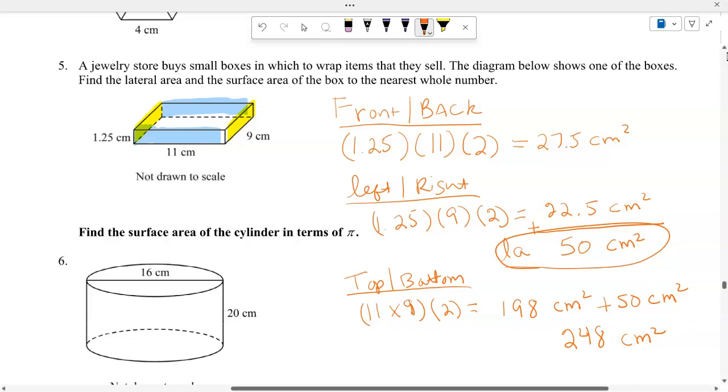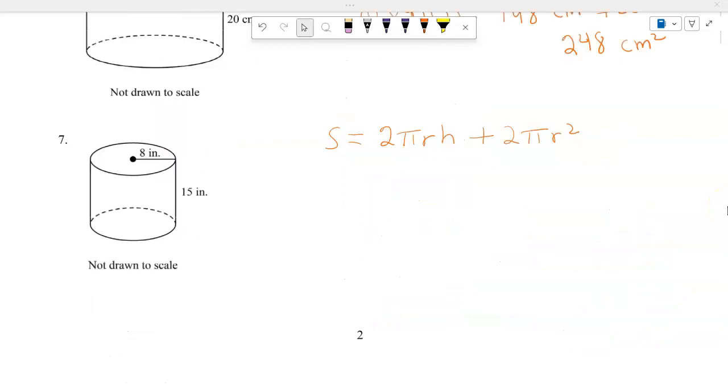Total is going to be the lateral area plus the top and the bottom. We are trying to find the total surface area, and I've given you the formula there. It's going to be 2 times pi times the radius times the height plus 2 times pi times the radius squared. It said to leave it in terms of pi, so you have 2 times pi times the radius, which is 8, and h is 15, plus 2 times pi, and the radius is 8 squared.